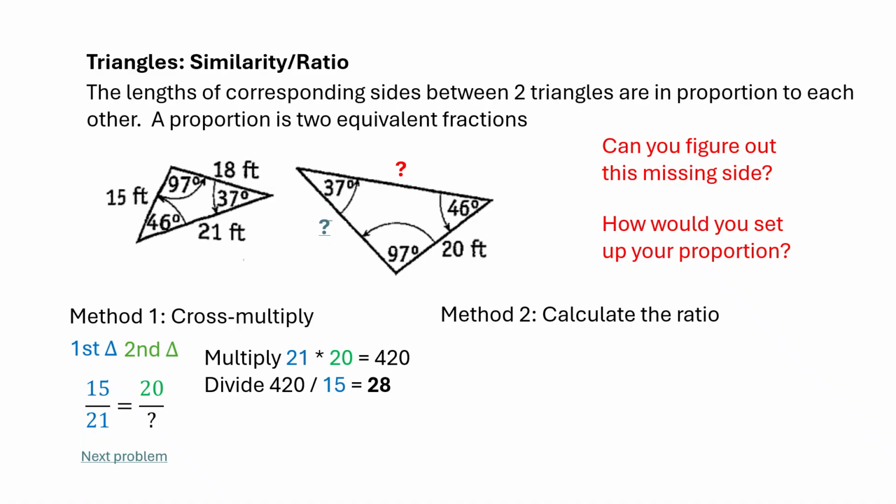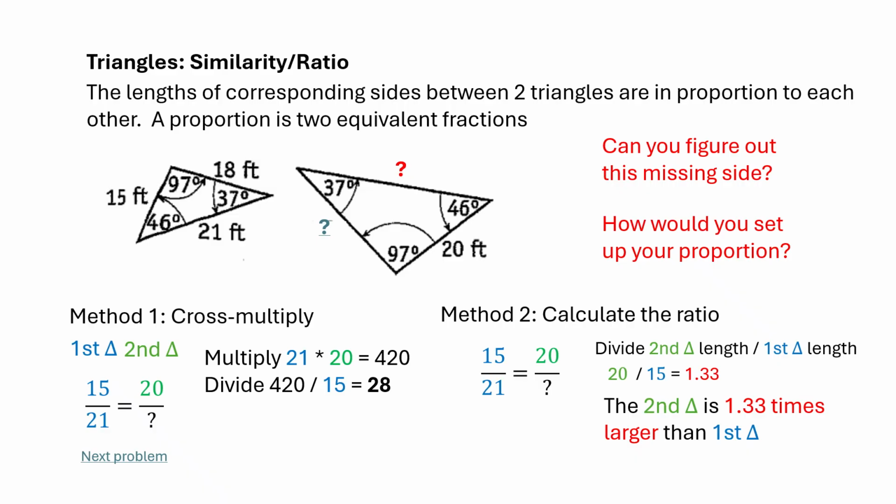Remember, you can also try to calculate the ratio if you can. Divide the second length by the first length, which is 20 and 15 in this case. 1.33. That's a rational number. But it still tells you that the second triangle is 1.33 times larger than the first. In reality, if my ratio is not a whole number or a decimal that ends with 0.5, I wouldn't use this method to finish solving. I would stick to the cross multiplying proportions.